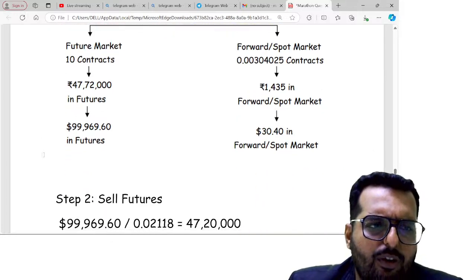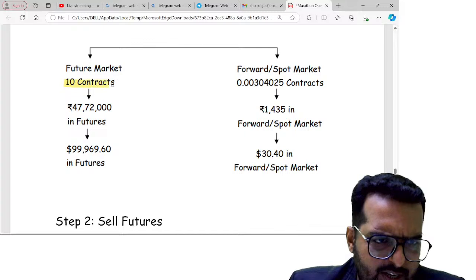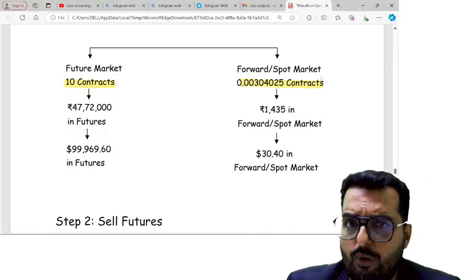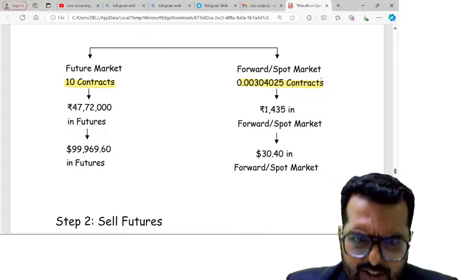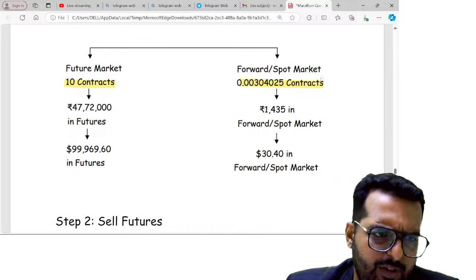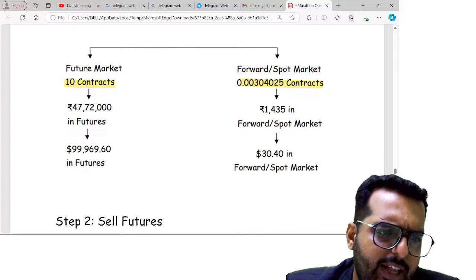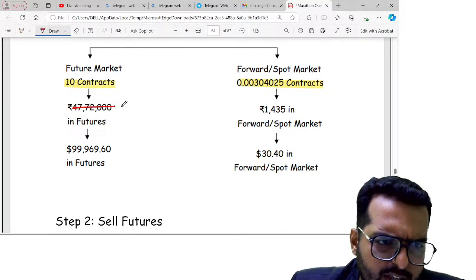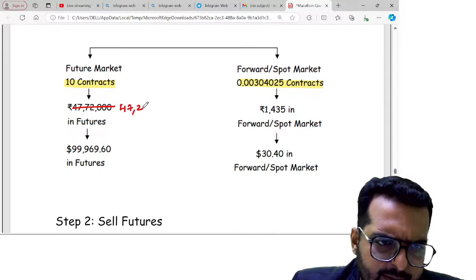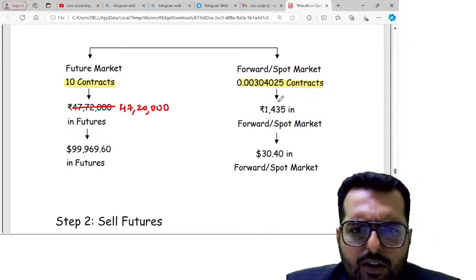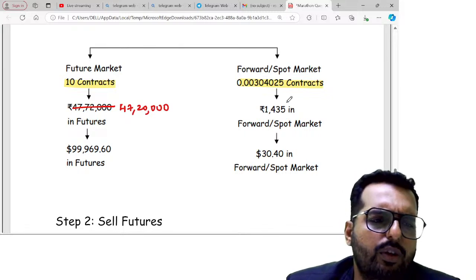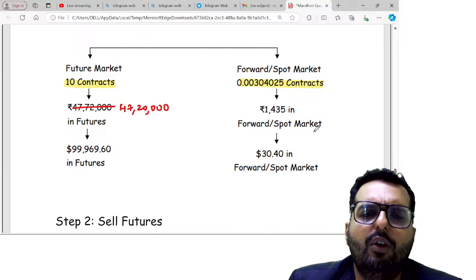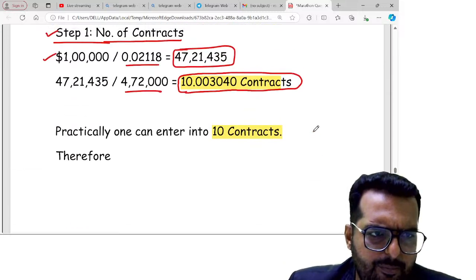So when I go for 10 contracts, the diagram comes like this. 10 contracts in future, balance I will go either for forward or no hedging. In this question, we go for no hedging. So when you split up the data in that format, you will get these numbers. There's a small correction here. This is 47 lakh 20,000 and here you will get 1435. All right, and 99,969.6 and 30.4. Can you put this in your books now?